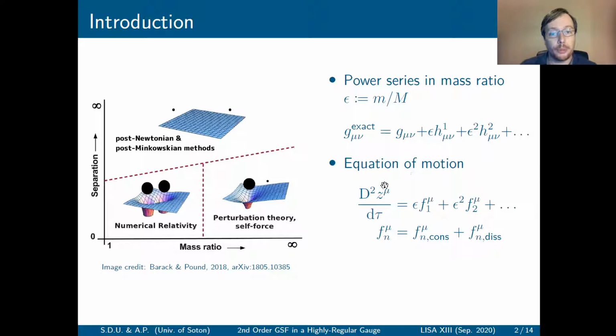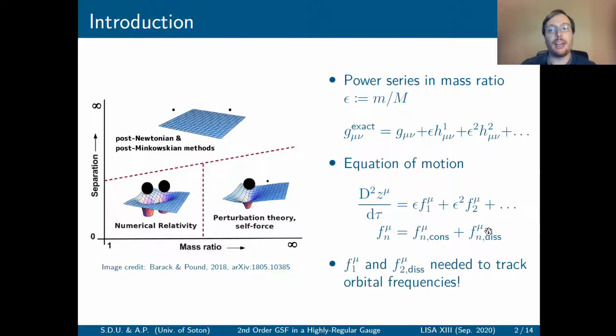We also have an equation of motion dictating the motion of the small object, which is given by this. This at leading order is just the geodesic equation. And then at sub-leading orders, we have corrections, which we call the self-force. These forces can be split up into two terms, a conservative and a dissipative piece. And one of the things that is known is that to perform accurate tracking of the small object, we need both the full first order self-force and the dissipative part of the second order self-force.